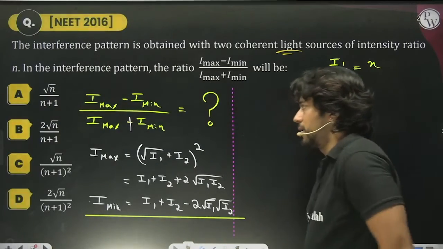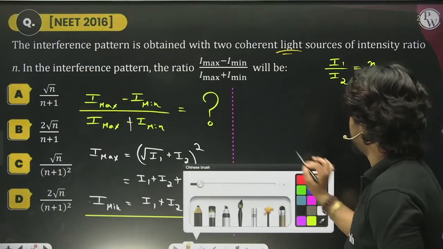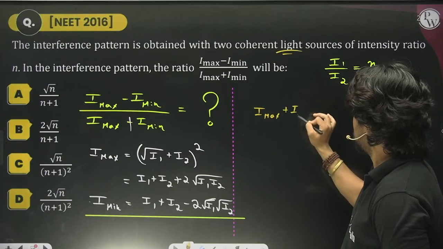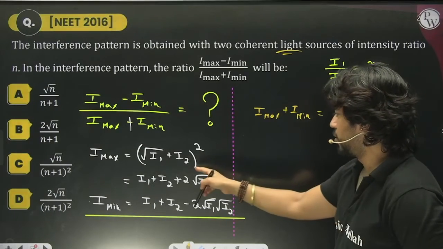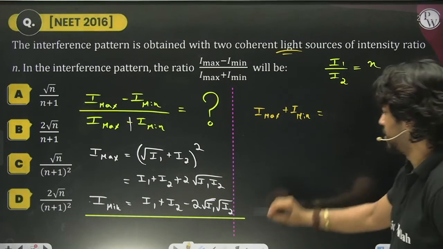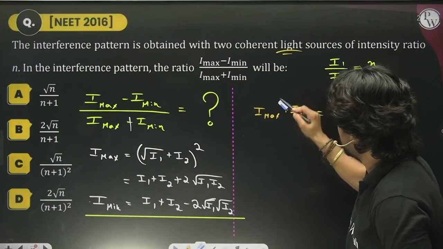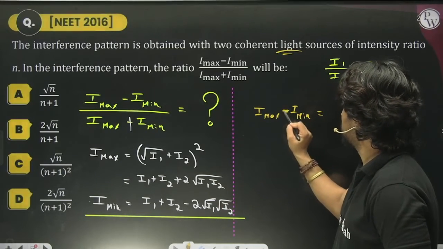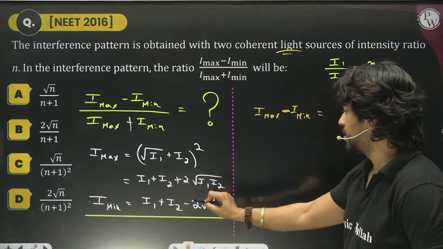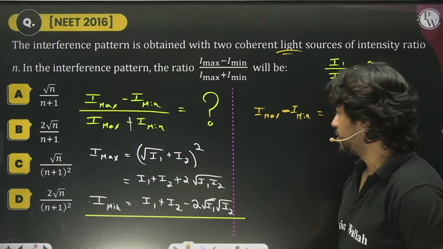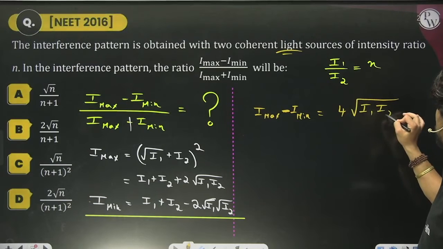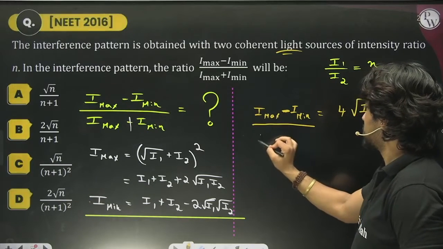If we figure out I max minus I min, if you subtract both of them, this I1 plus I2 gets cancelled out, so you are left with 4 root I1 I2.